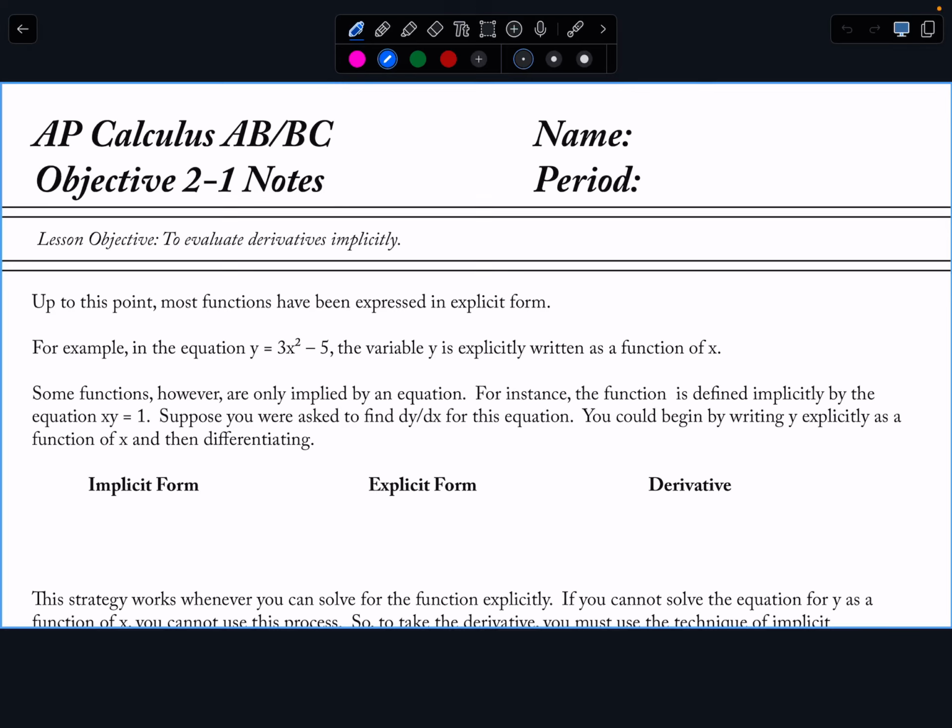Okay, so this section is called implicit differentiation. And really what you're doing is you're taking the derivative of something where you can't isolate y. So you can't get y by itself.